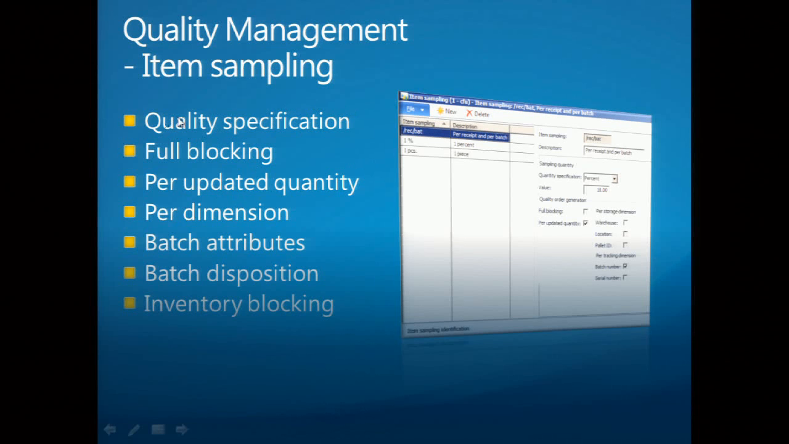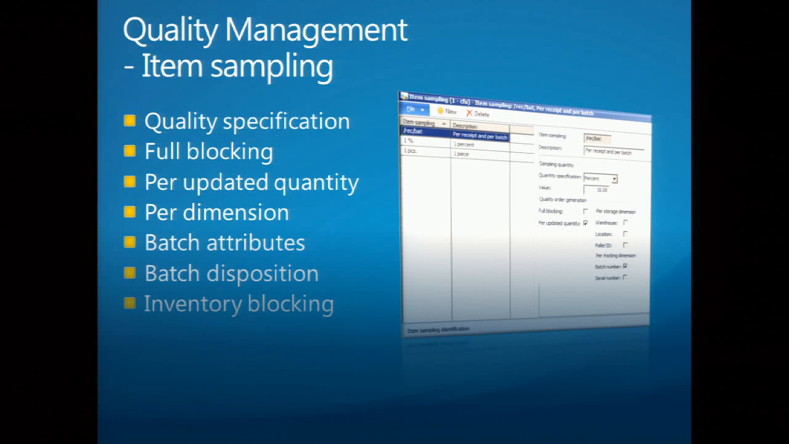So quality specification. That's the first thing, which you can set up on the item sampling. And really what it does is that you can choose whether you want to have a percentage of the incoming material to be inspected or a fixed quantity. That's a simple thing. I think it was there in the previous version as well. Full blocking, that's a new one. So in some cases, you might take a percentage out for inspection, right? So you receive 100, you take 10% out, so 10 units for inspection, but you would like to block the full batch.